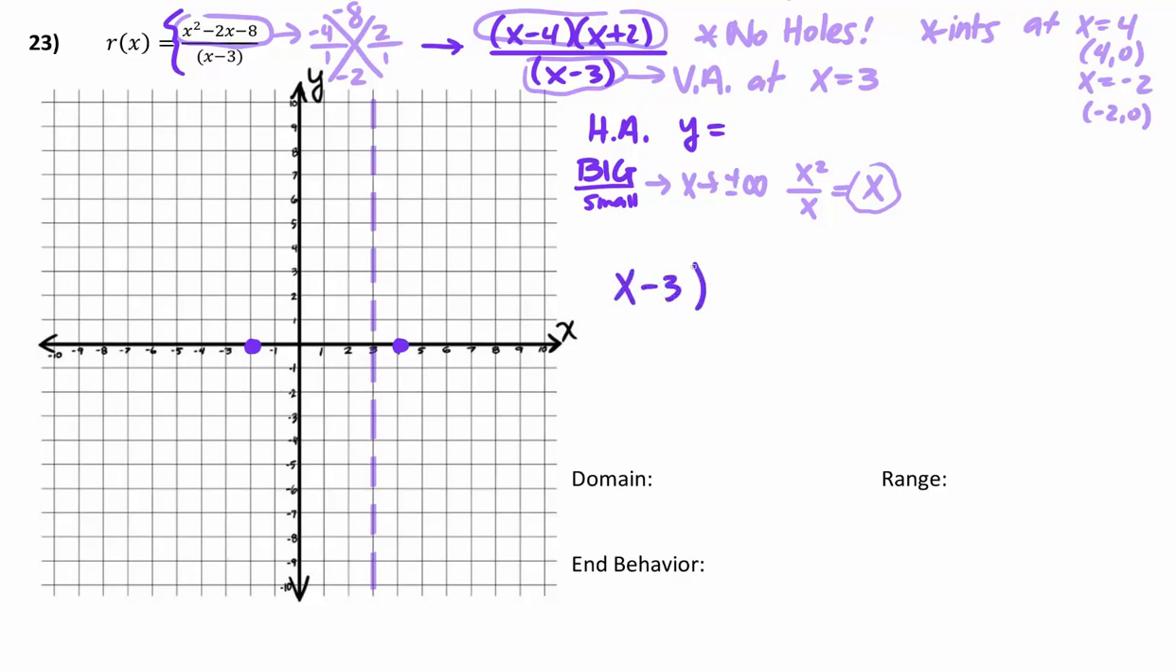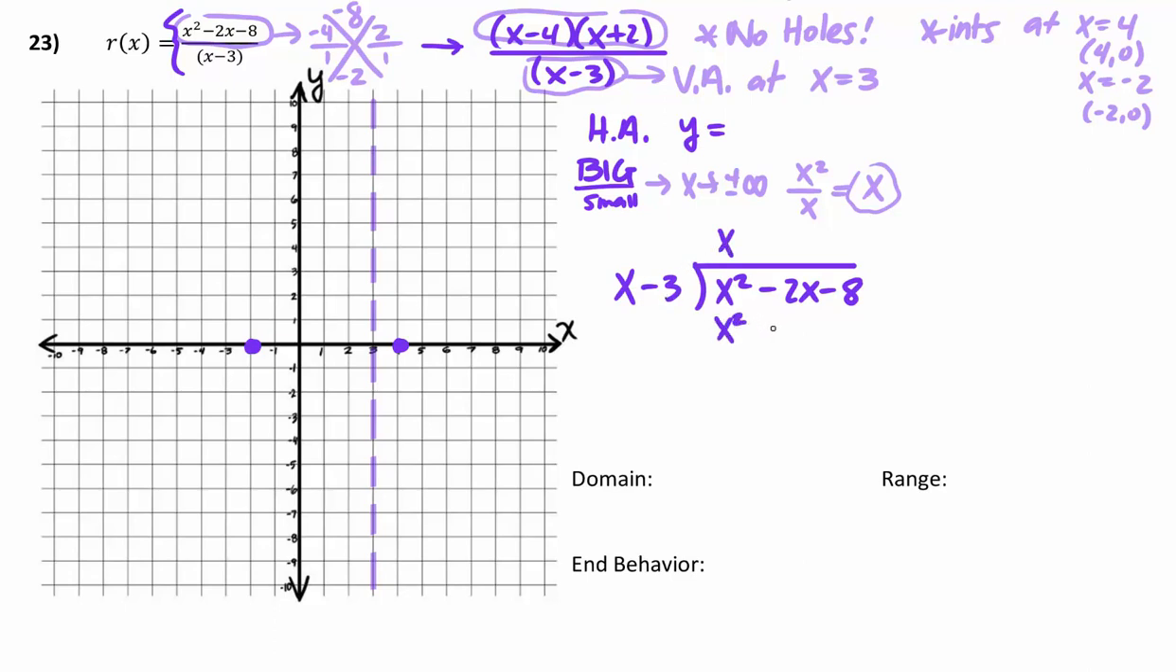X minus 3 is what we are using as our divisor. X squared minus 2x minus 8. You hope this process doesn't take too long, but here we go. X times x, I believe, creates x squared.